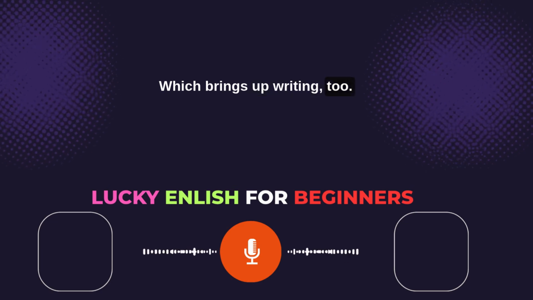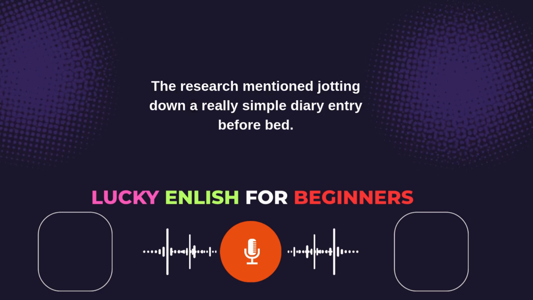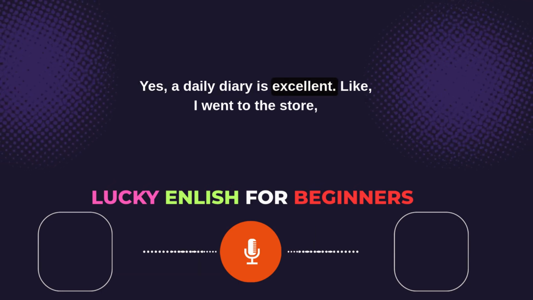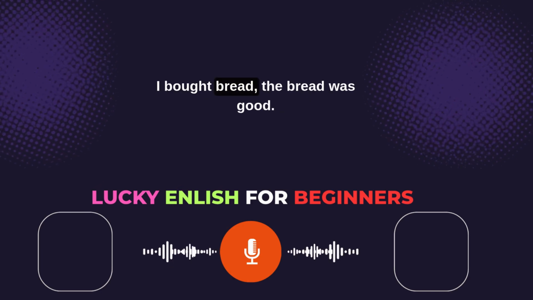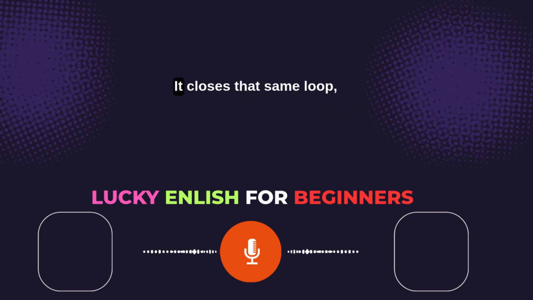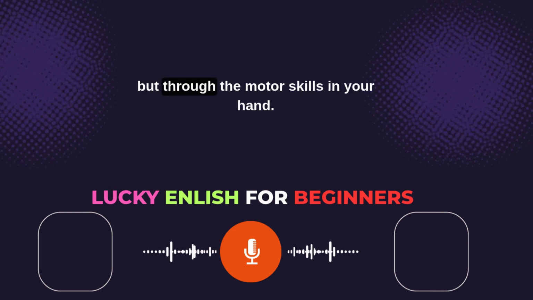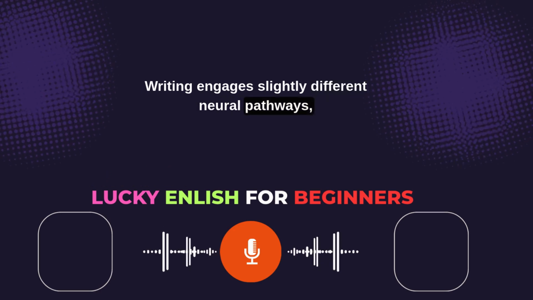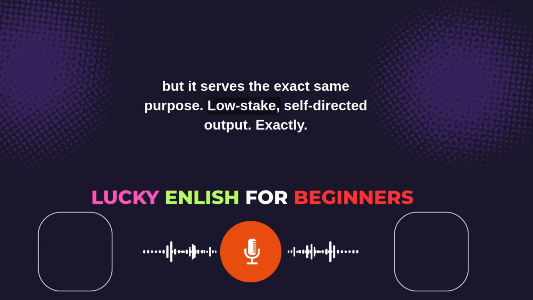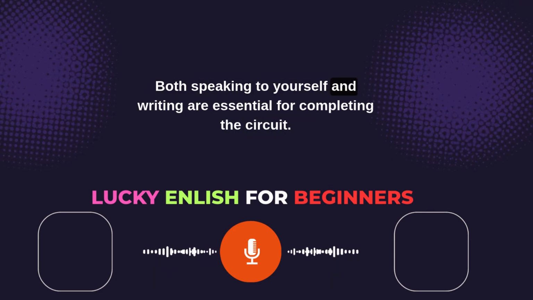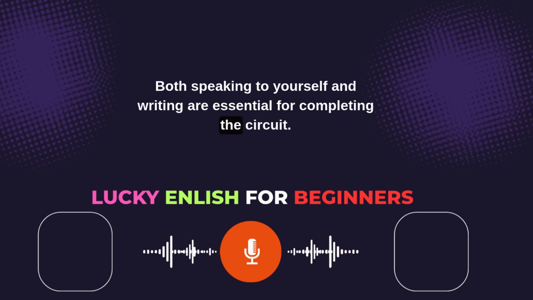Which brings up writing, too. The research mentioned jotting down a really simple diary entry before bed. Yes, a daily diary is excellent. Like, "I went to the store, I bought bread, the bread was good." It forces you to slow down and physically produce the language. It closes that same loop, but through the motor skills in your hand. Writing engages slightly different neural pathways, but it serves the exact same purpose. Low-stakes, self-directed output. Exactly. Both speaking to yourself and writing are essential for completing the circuit.